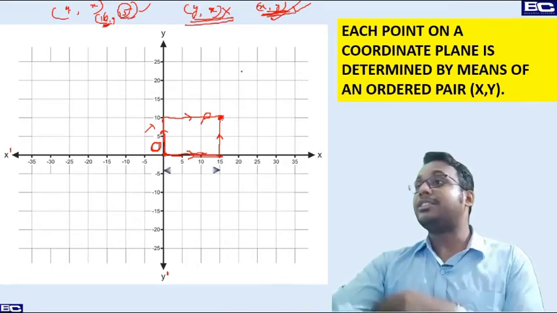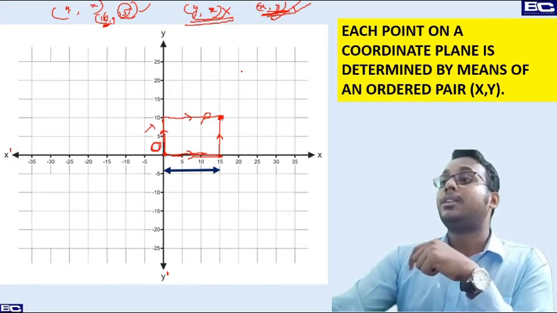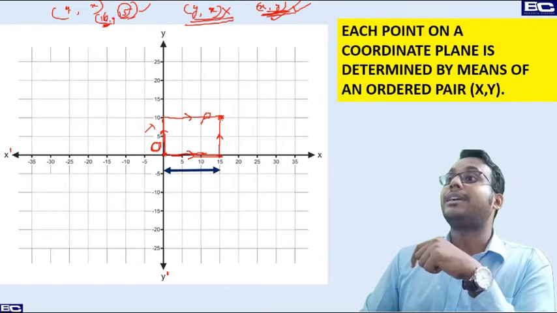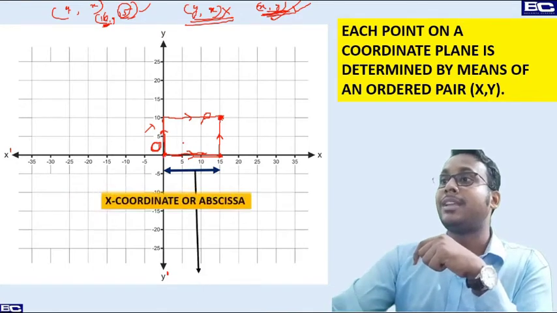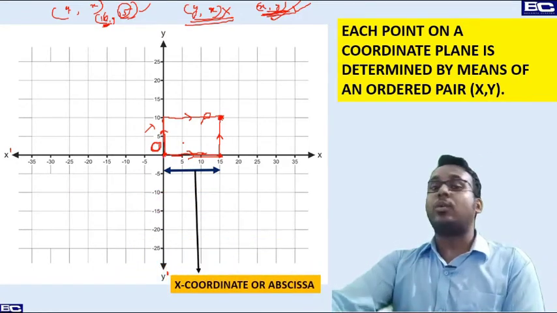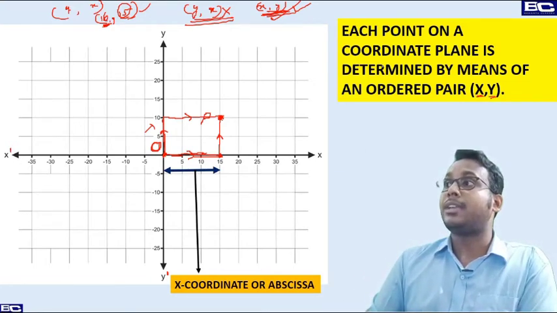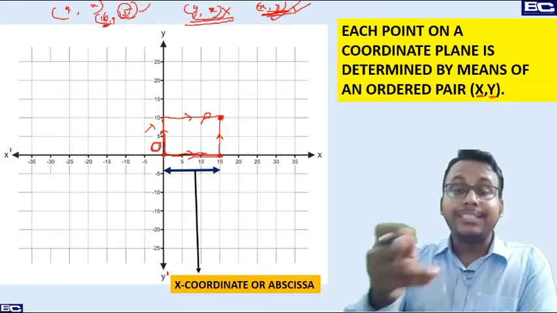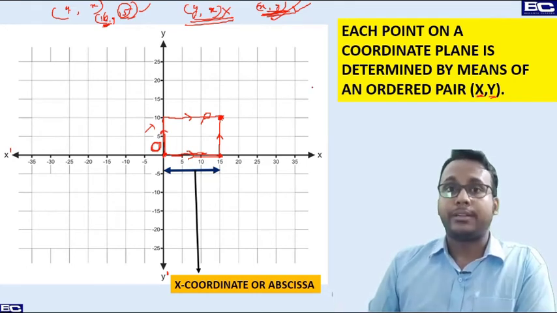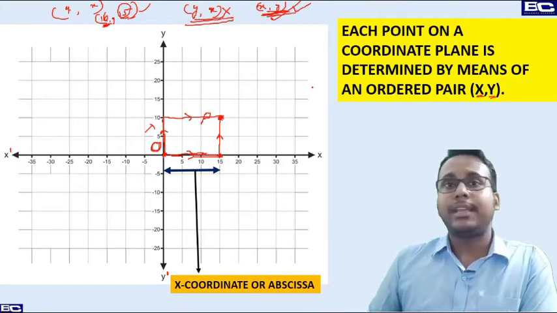Let's see. Now you can check the figure on the screen. This particular part, the distance from the origin to the x point where this particular point ends, up to the foot of this point, and this is the origin. What is that distance? This distance is called the x coordinate. As we know, the ordered pair is x comma y, and that x is called the x coordinate, or it is called the abscissa of the point. Or it is simply called the x coordinate.